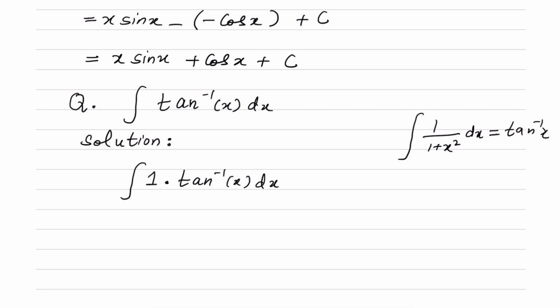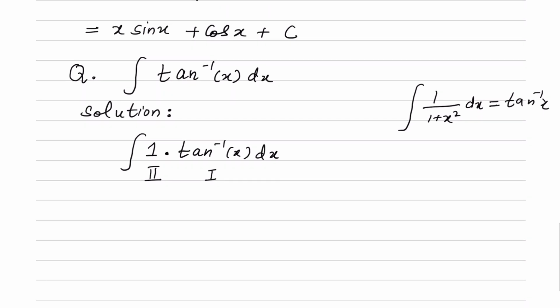But now, recalling our third suggestion of which function should be called first and which function should be called second, we can see here that tan inverse x should be called the first function. Remember, we said that trigonometric inverse functions would always be called the first function and the other function would be the second function. The same way ln x would always be called the first function and the other function would be the second function. If we are calling tan inverse x the first function, then we can call 1 the second function. Now let's apply the integration by parts formula.